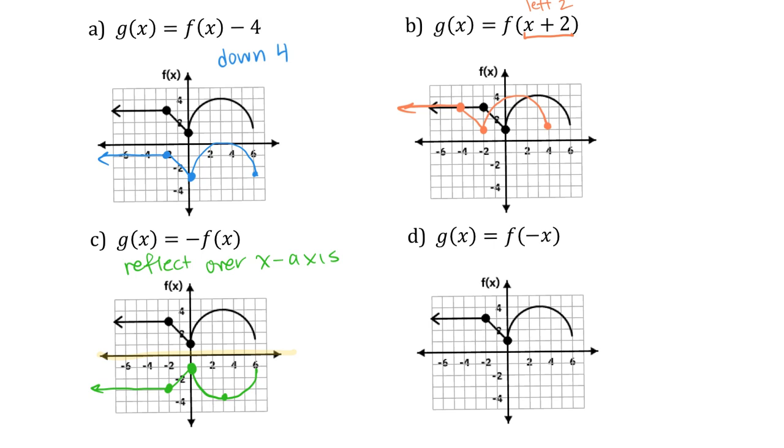Okay, one more. What's changing on this thing? Well, the x is changing to negative. So the x was positive, now it's going to negative. It's going left, right, left, right. So that's flipping over the y-axis. This one right here.